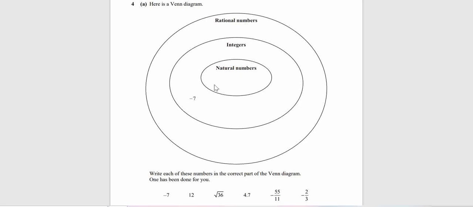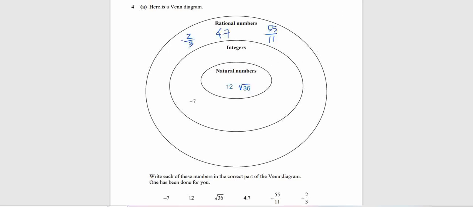Are you done? If you have not finished, please pause this video. We will reveal the answer now. Here we go. So -7 is an integer, 12 is a natural number, square root of 36 is 6, a natural number, 4.7 is a rational number, -55 over 11 is a rational number, -2 over 3 is a rational number. So that will be the correct answer. How does it work?